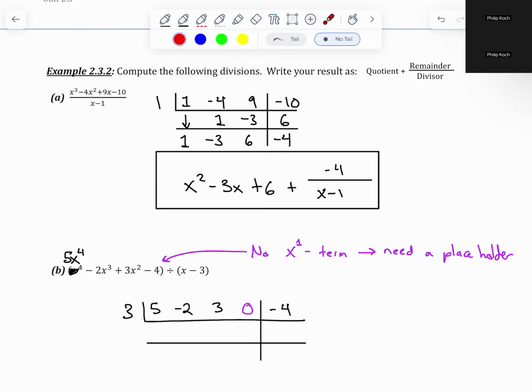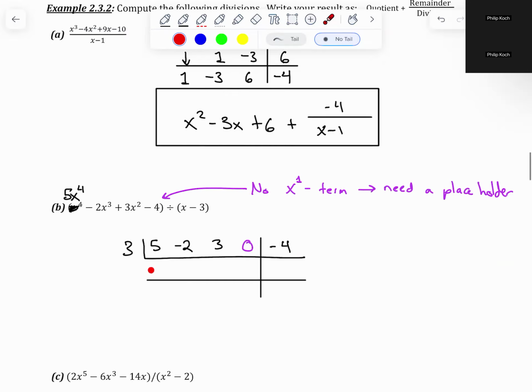So I'd like you guys to go ahead and perform the synthetic division. Bring the first column down, then multiply diagonally, add vertically. You might need to use a calculator.